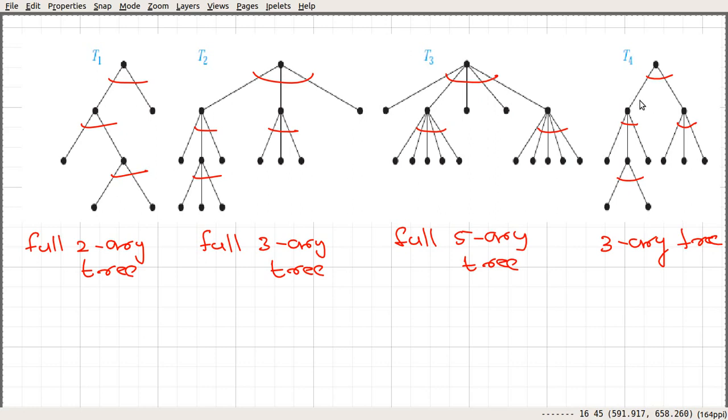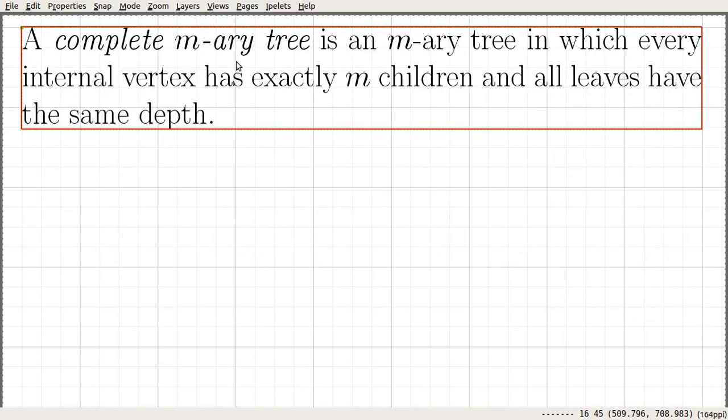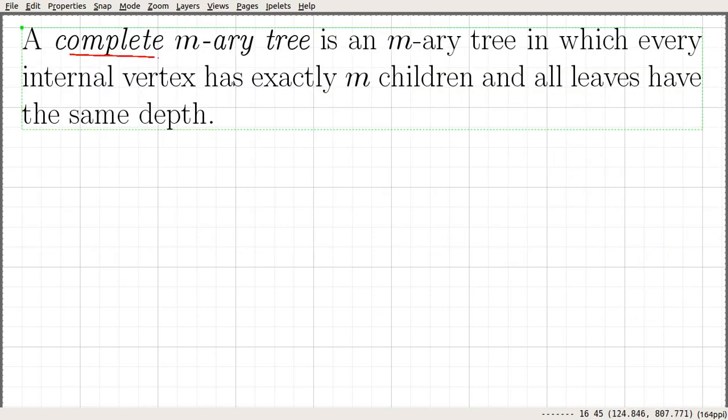Okay, because every internal vertex has less than or equal to 3 children, but it is not a full 3-ary tree. Okay, because of this reason, here we have these 2 nodes having number of children equal to 2. And because of that reason, this is not a full 3-ary tree. So let's look at what is called a complete m-ary tree.